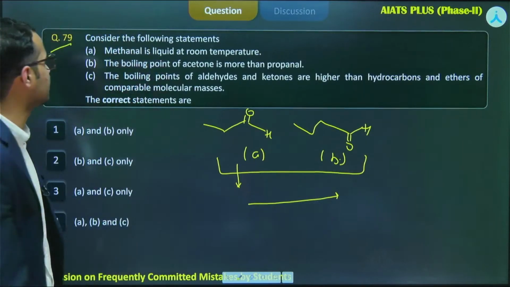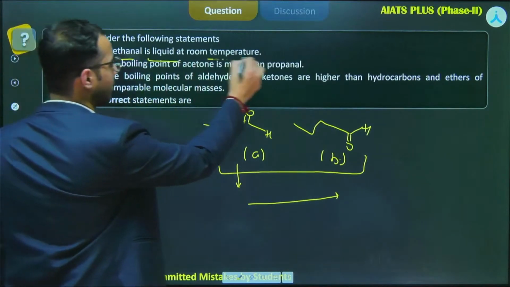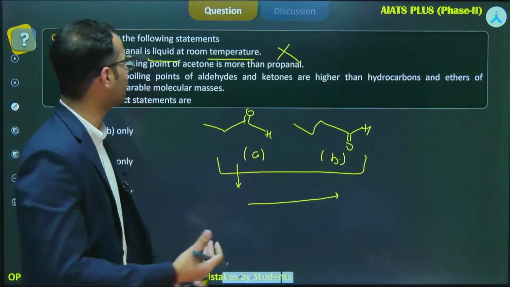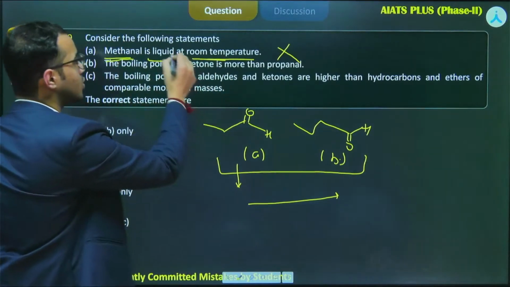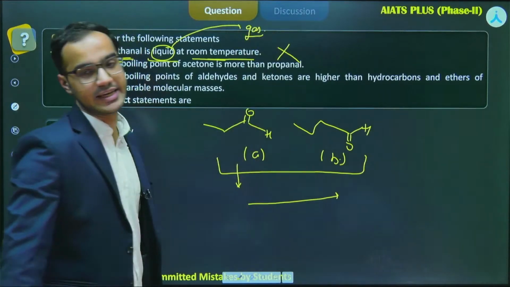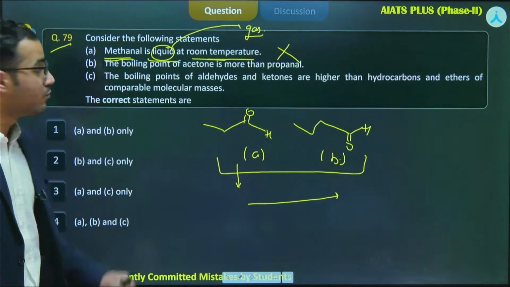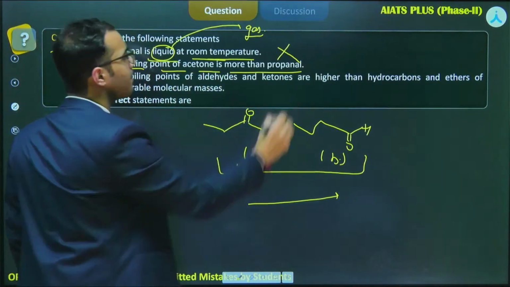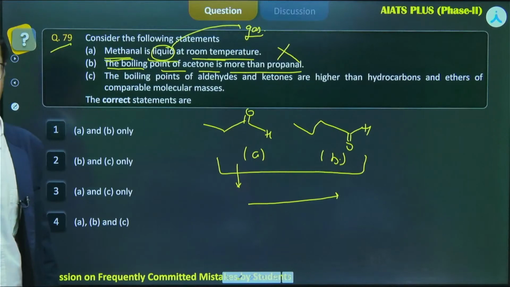What does the question suggest? Methanol is a liquid at room temperature. Absolutely wrong statement, because we have already studied that methanol at room temperature is not a liquid, it's gaseous in nature. Moving to the next point, the boiling point of acetone is more than propanol.